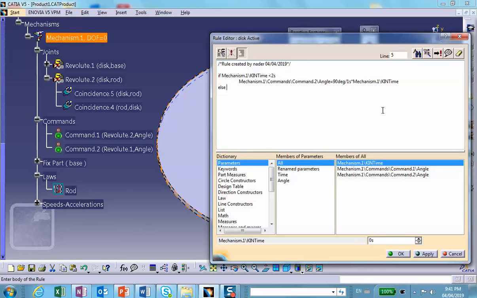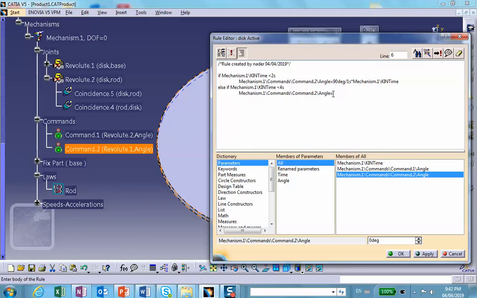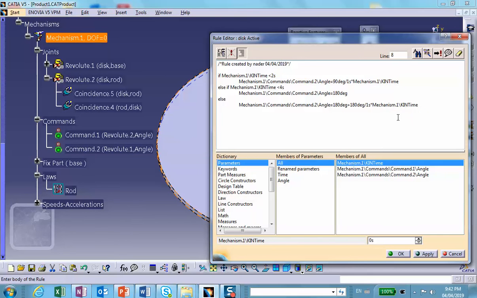Else, if time is less than 4 seconds, then this is equal to 180 degrees. It's going to sit there. And finally, else, the last second is going to go at double the speed. Else, command 2 is equal to 180 degrees plus 180 degrees divided by 1 second times time. Don't forget the parentheses, times time, there's the time, minus 4 seconds. Okay, I hope I didn't make a mistake here.